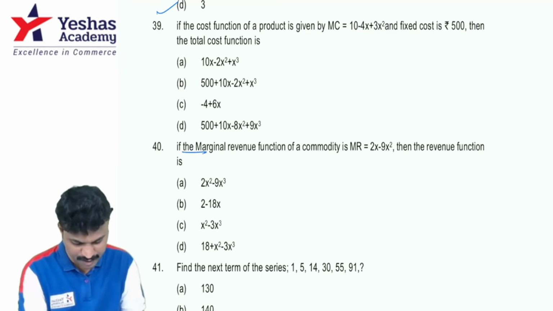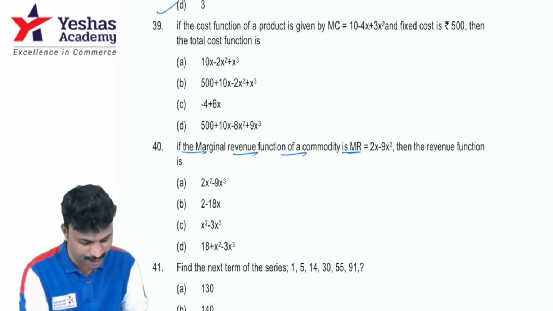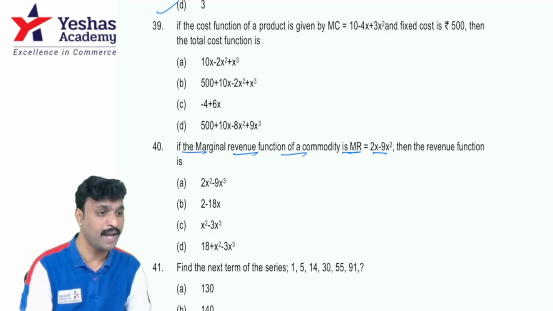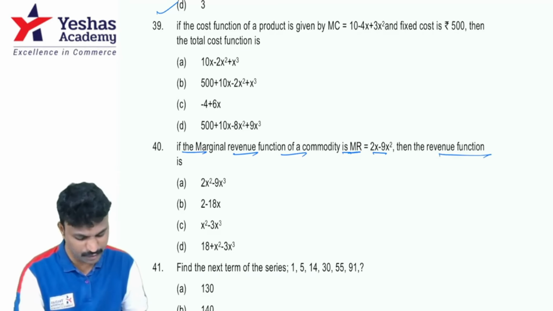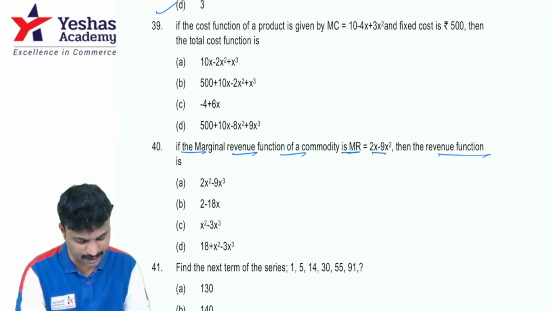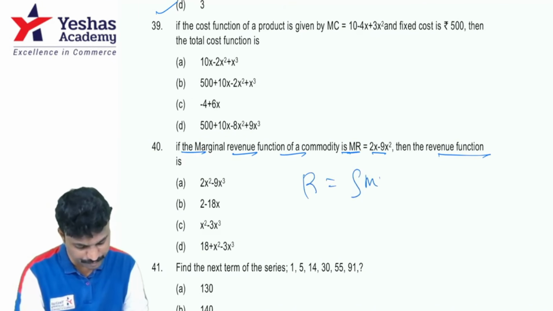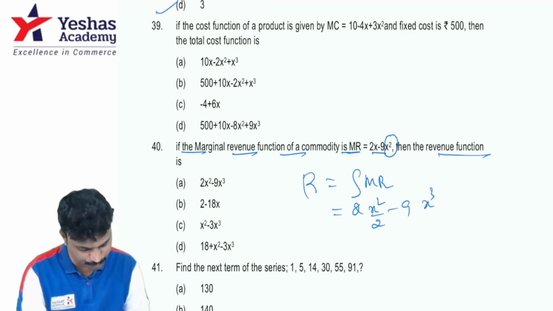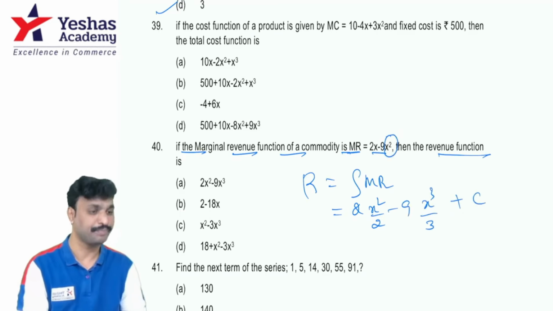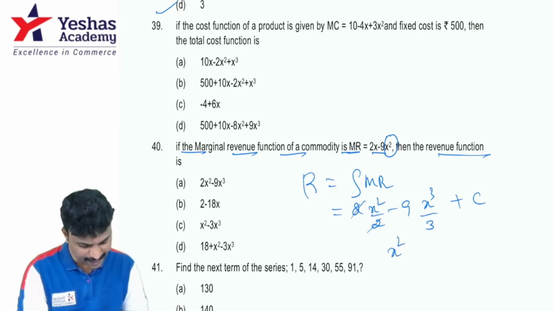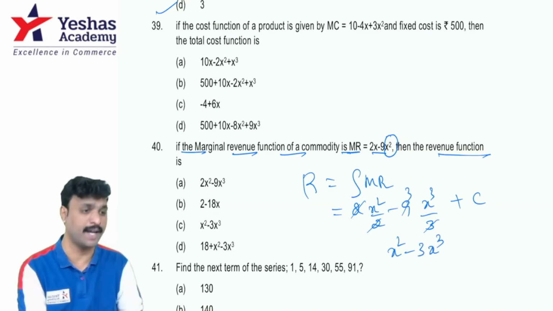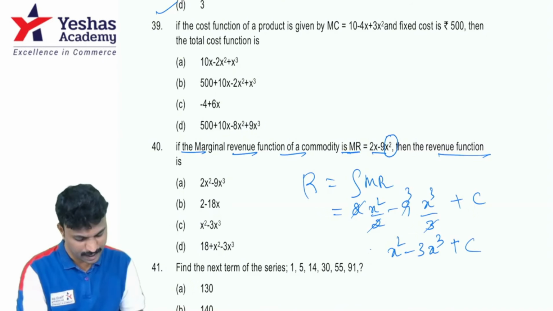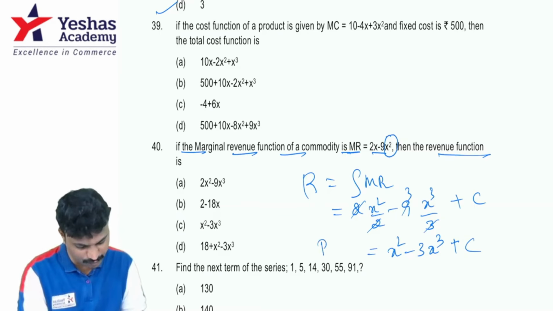Question is, if the marginal revenue function of a commodity, MR, is 2x minus 9x square, revenue function is what? You have to integrate marginal revenue. Guys, what is the integration of x square, with 2 and 9 outside? What is the integration of x square? x cube by 3 plus the constant C. 2 cancel. I get x square minus 3x cube plus C. Guys, what is this? The revenue function.